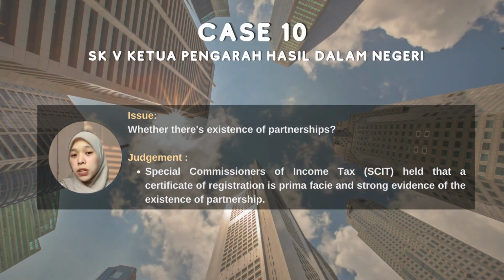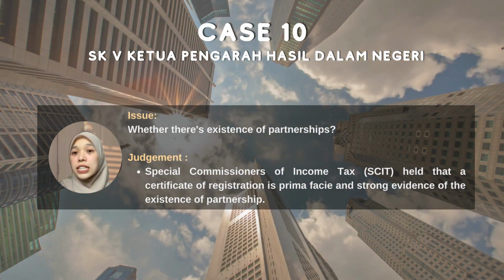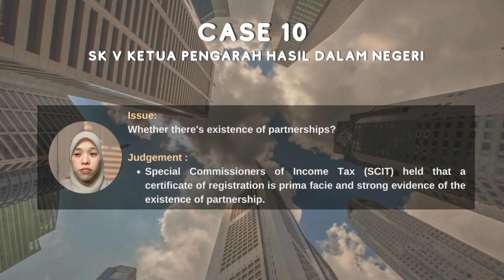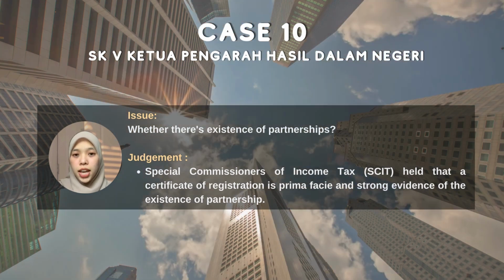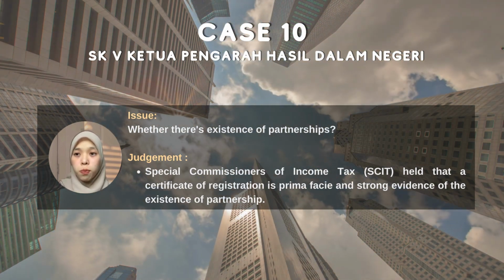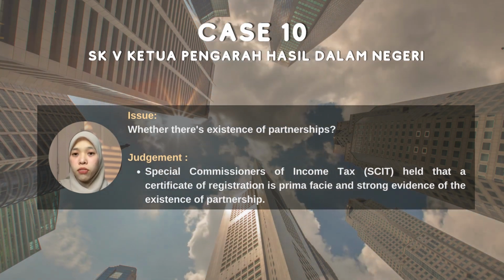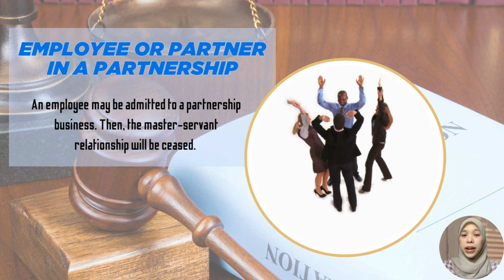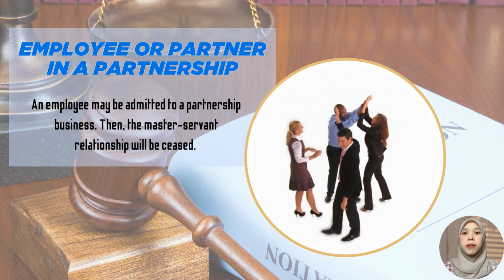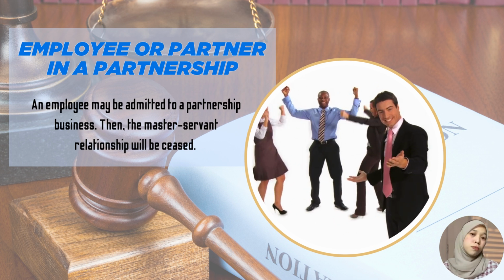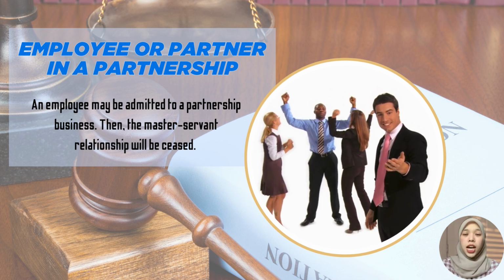So the special commissioners held that the certificate of registration was prima facie and strong evidence of relationship, and the taxpayer was entitled to set off the partner's share of the profits for the relevant period from the assessable income. Okay, now we will talk about employee or partner in a partnership. An employee may be admitted to a partnership business, then the master-servant relationship will cease, as we all know.